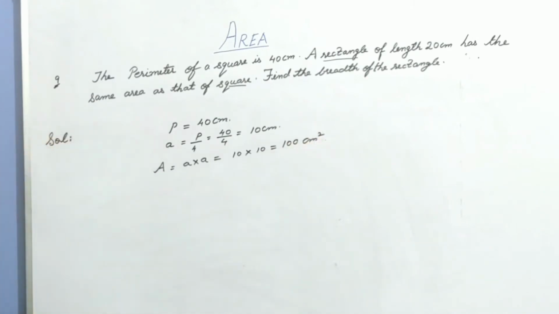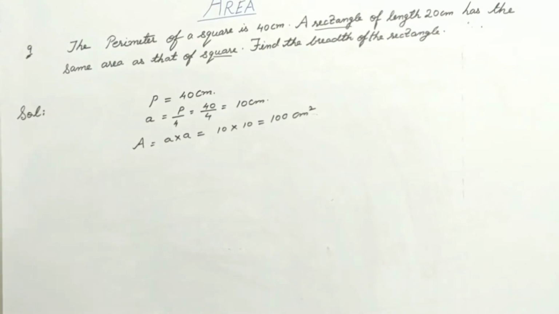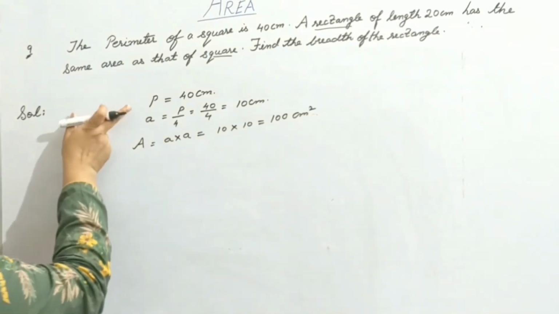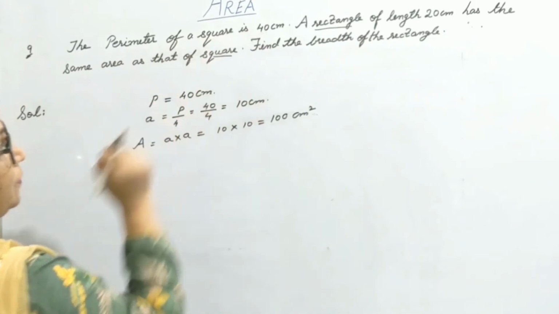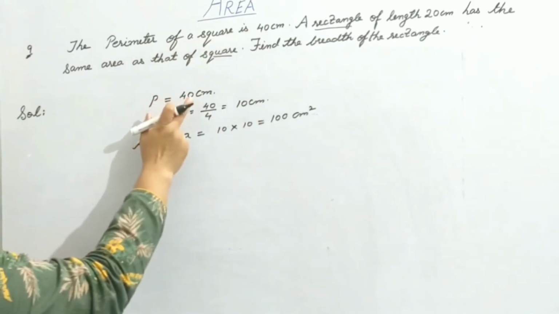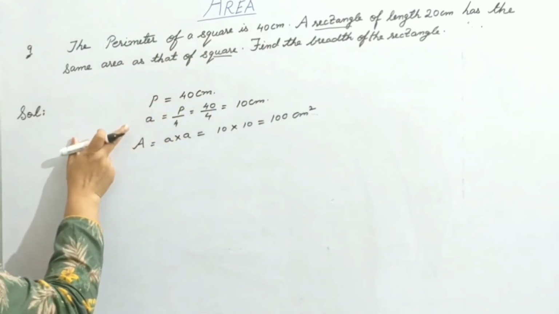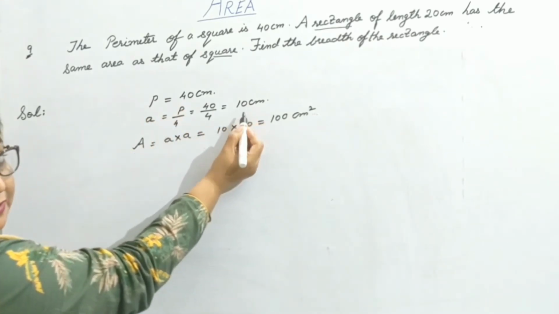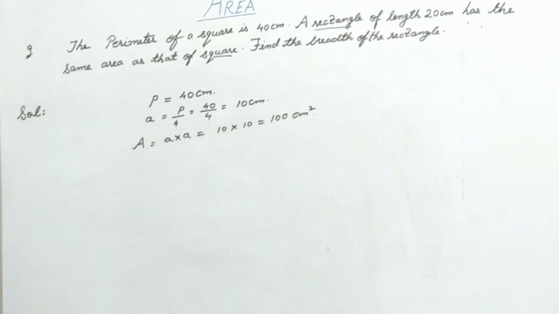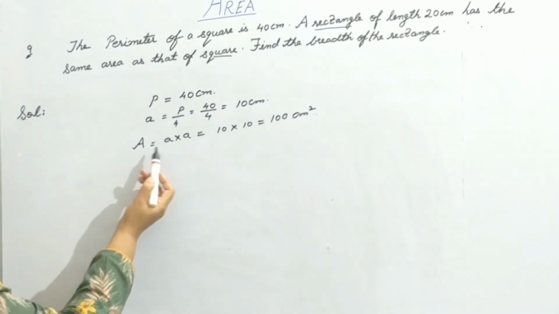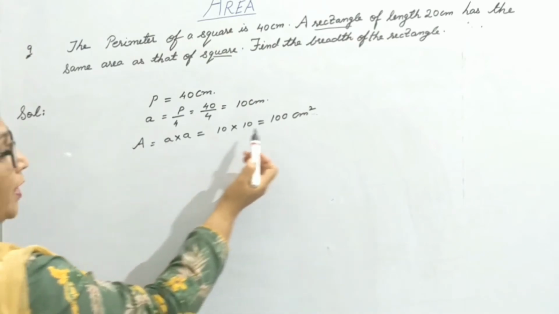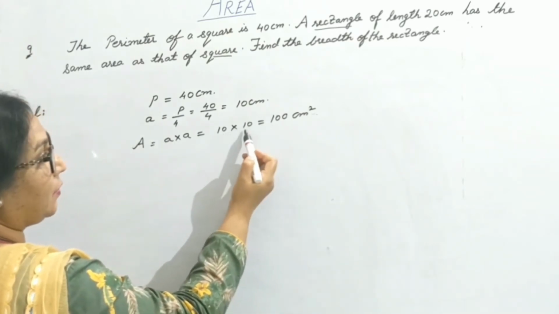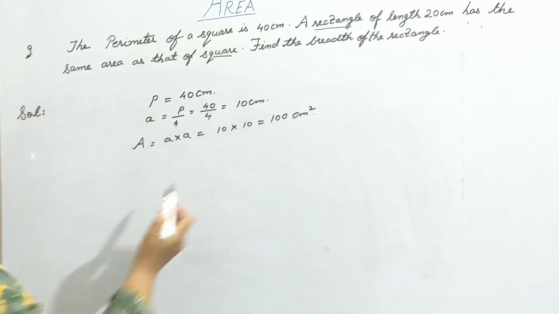Very easily you calculate the area of the square. Children, hope this part is clear. First, you are given the perimeter of the square, that is 40 centimeter. From there, obtain each side, that is perimeter divided by 4, and you get the length of each side of the square as 10 centimeter. Once you get the side, you can easily find the area of the square. Area of the square is 10 into 10, that is side into side, equals 100 centimeter square.